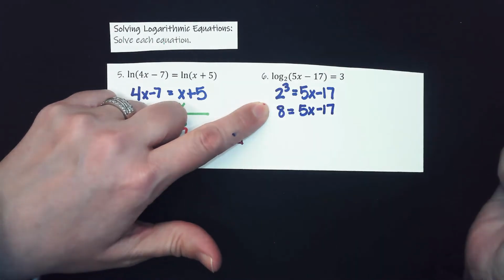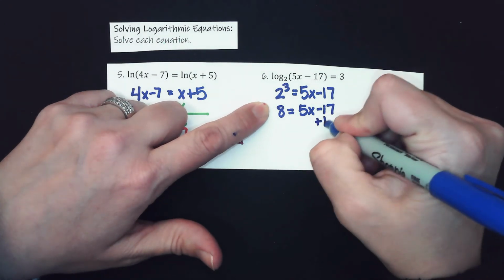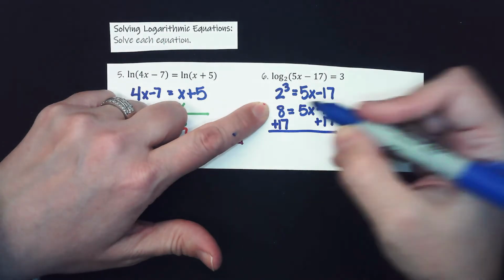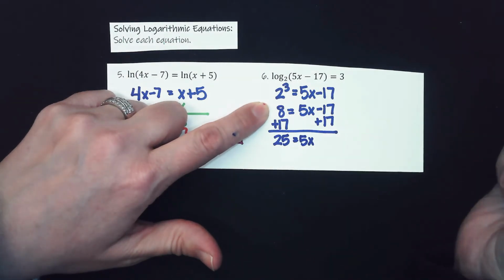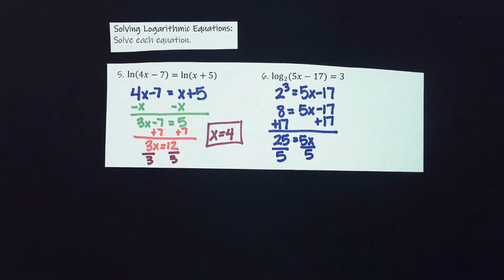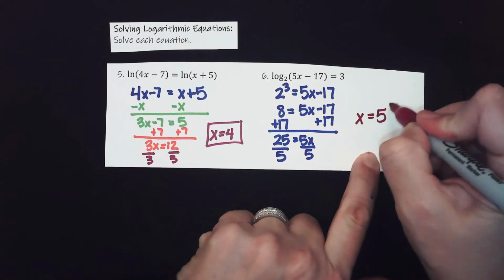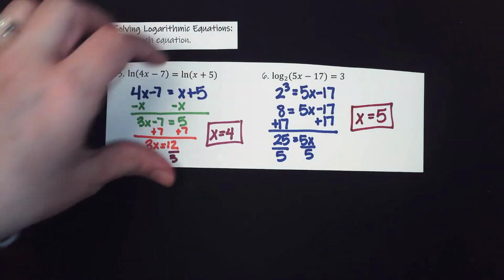Okay. I need to add the 17. I get 25 equals 5x. And I have to divide everything by 5 to get x by itself. So therefore, I get that x equals 5. Okay? Let's try this for 7 and 8.